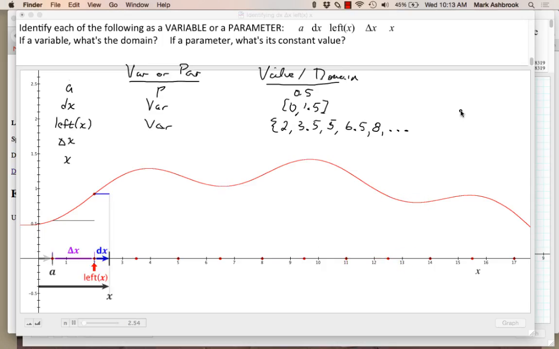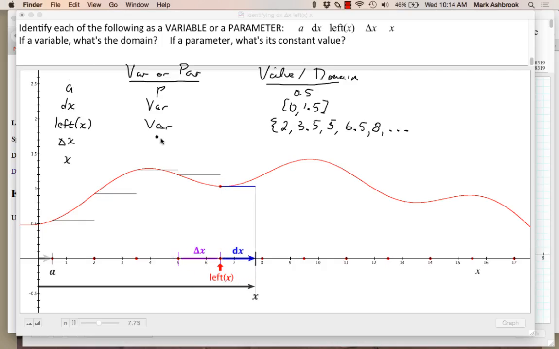Okay, delta x. Where's Robert B? Blankenbaker. Yeah. Delta x is represented by the length of that purple bar. Is that a parameter or variable? Parameter. That's a parameter, and what's its value?